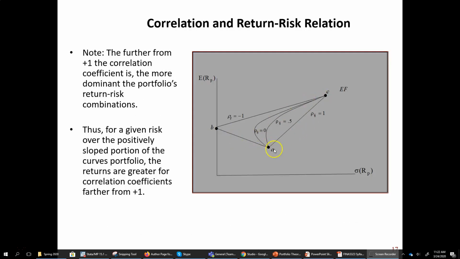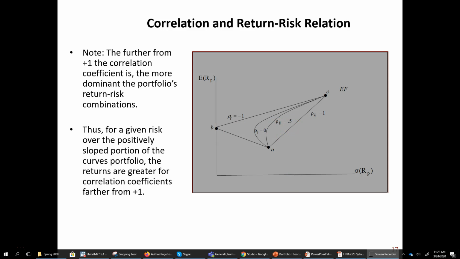Looking at another example of different correlations here, this linear line right here, again, that's the perfect positive correlation. We have a +1 correlation coefficient. The kinked line over here, this is perfect negative correlation. Here we've got a correlation of 0 between the two stocks, and here we have a correlation of 0.5 between the two stocks. But notice that the further we get away from perfect positive correlation, so let's just take a midpoint right here for this level of risk. Let's just, where I've got the arrow here, let's just look at this level right here.